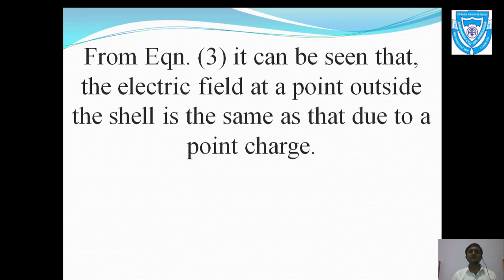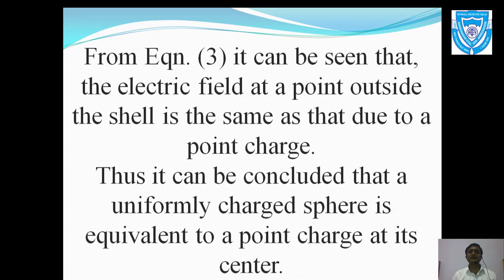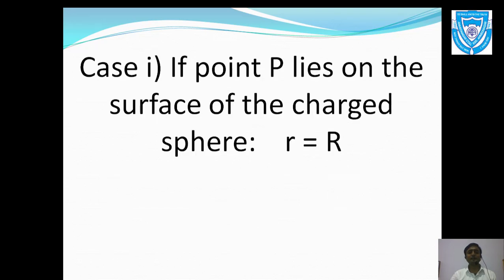By this, what can we say? We can say that the electric field due to a hollow sphere or a point charge is the same. Thus, it can be concluded that a uniformly charged sphere is equivalent to a point charge at its center. Now we have to consider its cases. The first case is if the point P lies on the surface of the charged sphere, then what will happen?